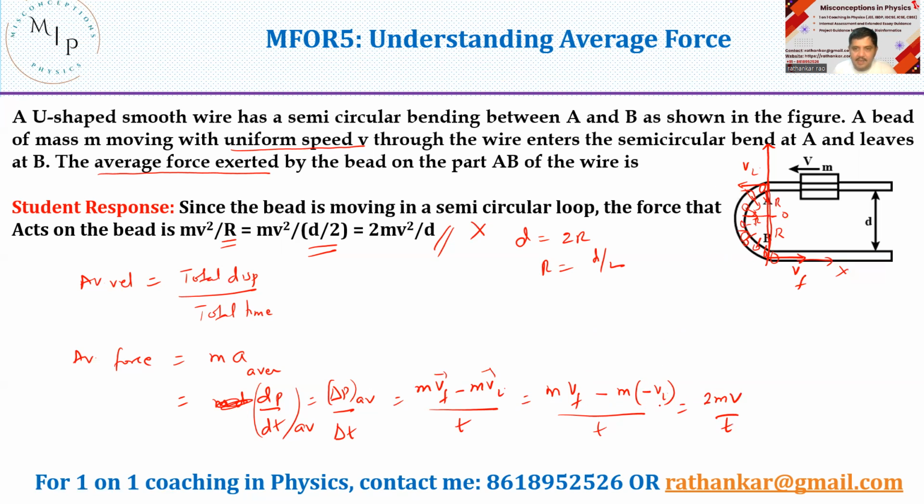Okay. So why is it 2 times mv divided by time taken? Because we know that Vf is equal to Vi is equal to V. So as a result, I substitute it and finally I get the answer 2mv divided by time taken. This is your average force. But now you have a time here. Somehow you have to eliminate this time. Now, how do you eliminate it?